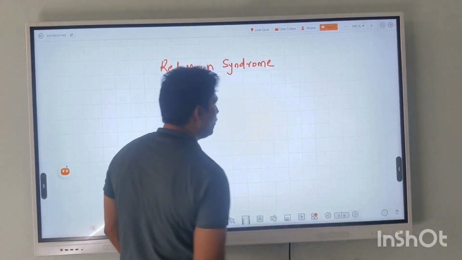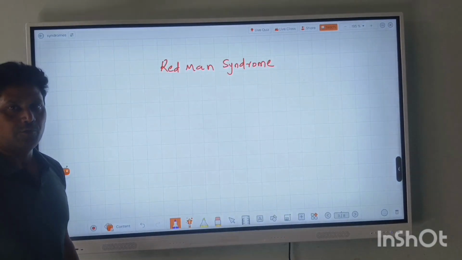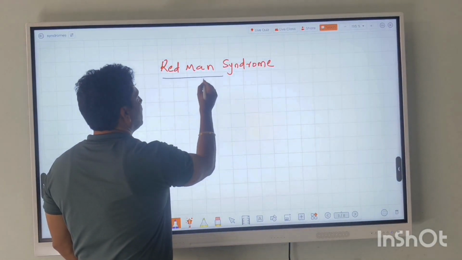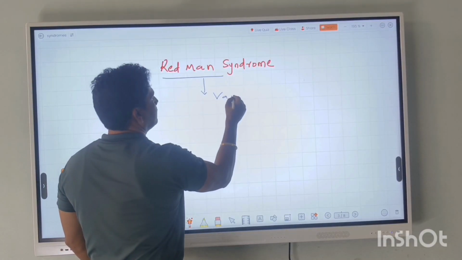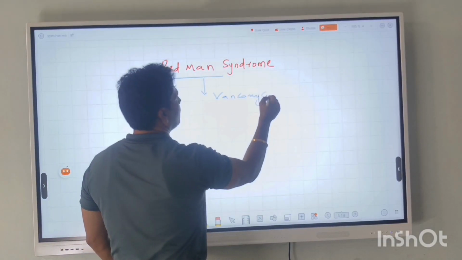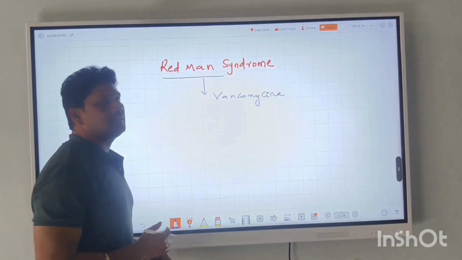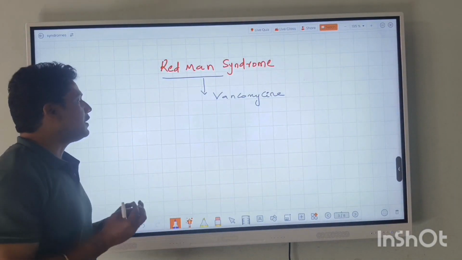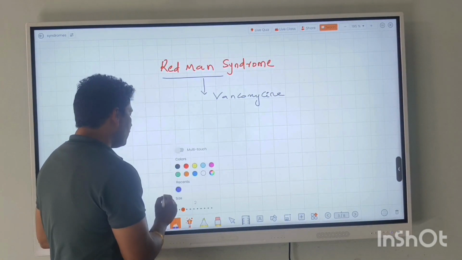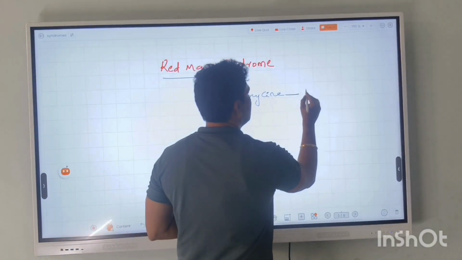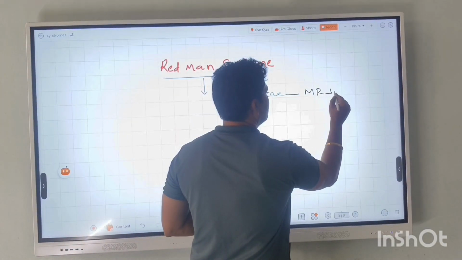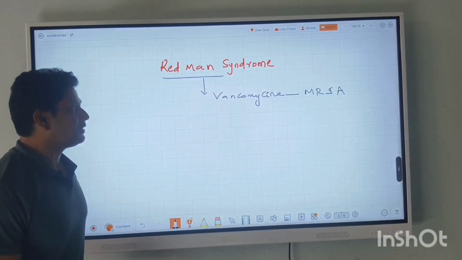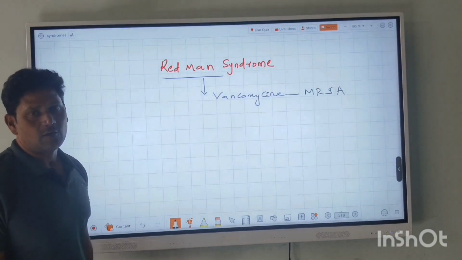And the next syndrome is Redman syndrome. So Redman syndrome, this syndrome is caused by vancomycin. So vancomycin basically is an antibiotic. So it has several advantages. Vancomycin is active against MRSA, that is methicillin-resistant Staphylococcus aureus, which is treated mainly with vancomycin.